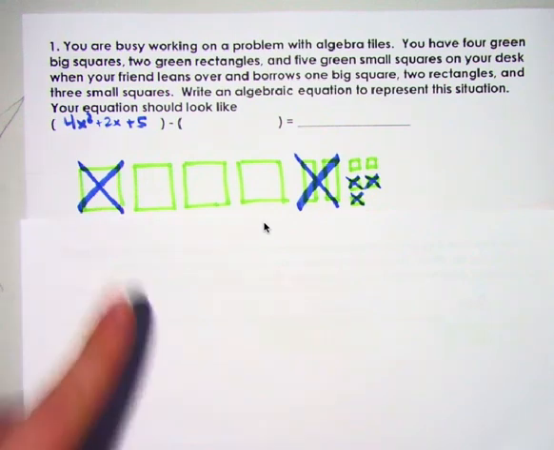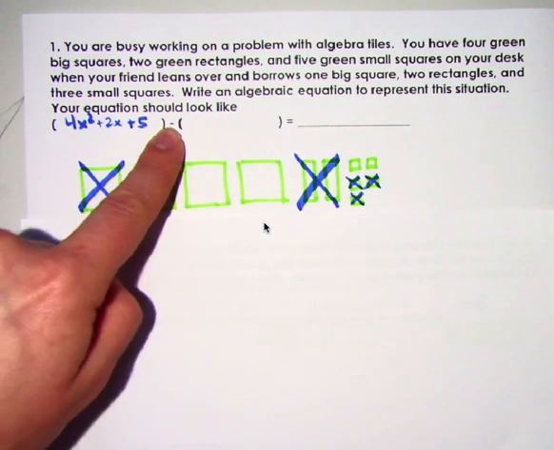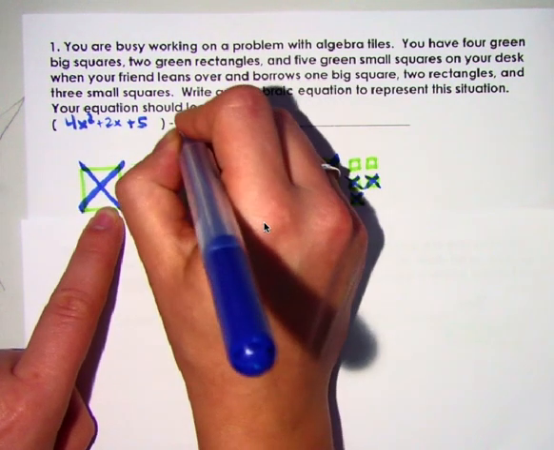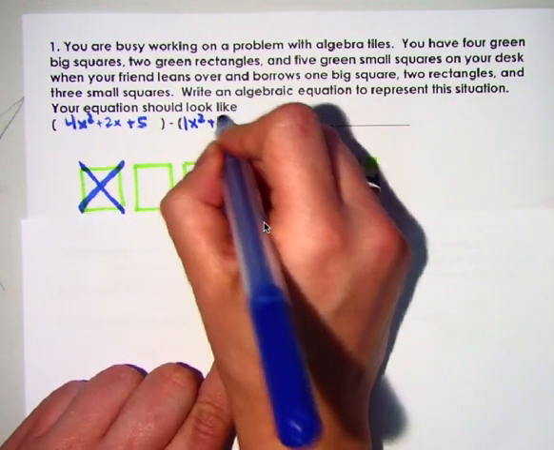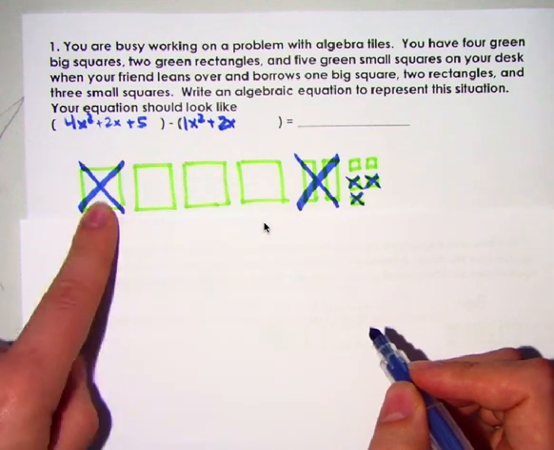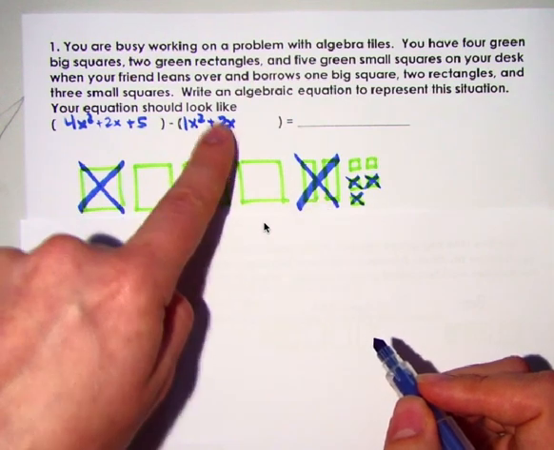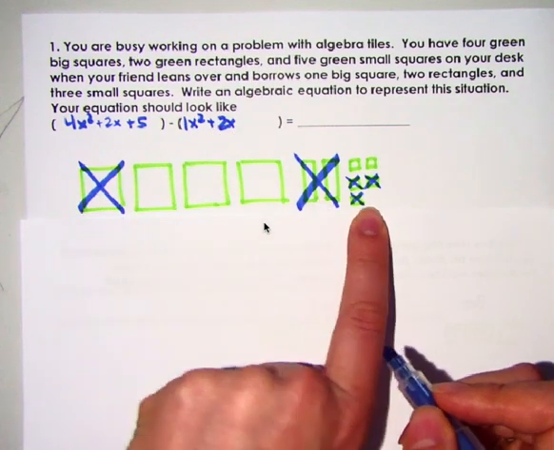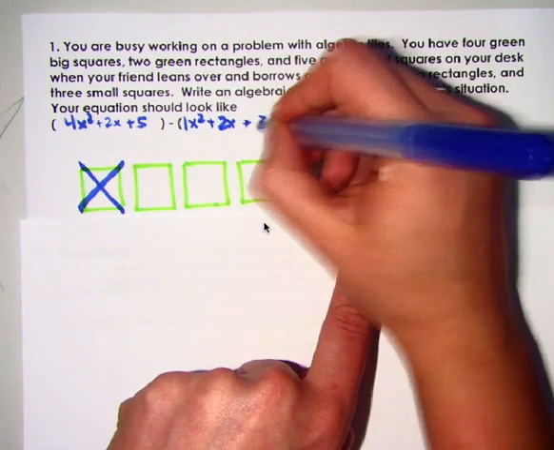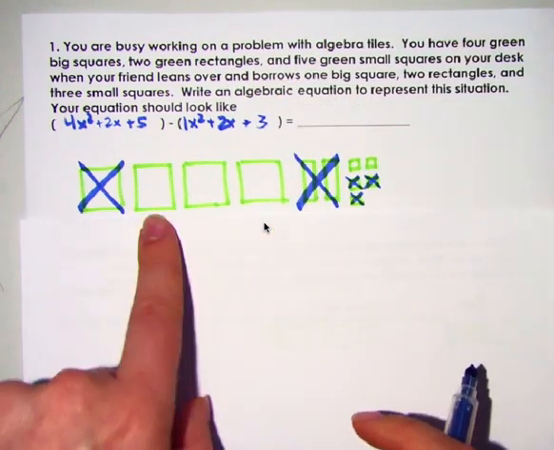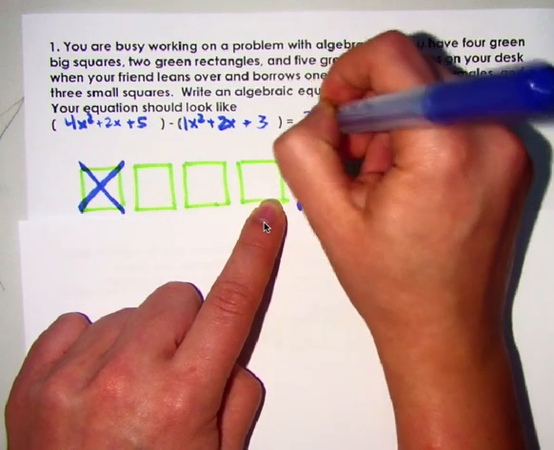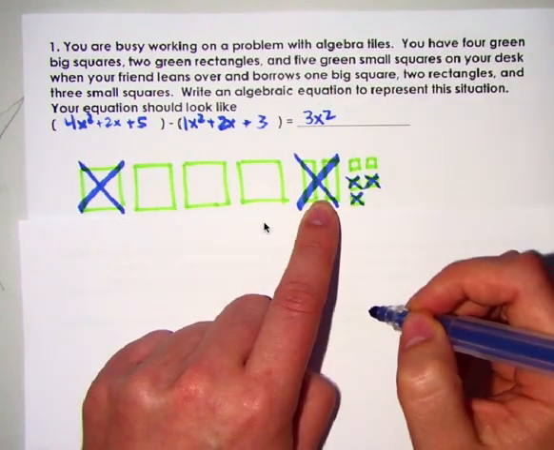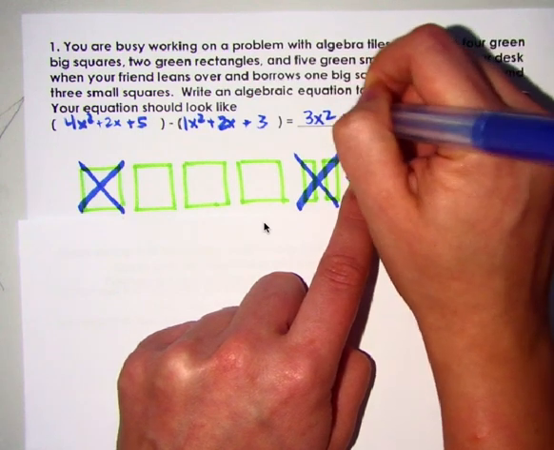But before we do that, we have to talk about what your friend actually took away. Well, he took away 1x squared, he took away 2 x's, and he is taking away the positive tiles, right? Positive 1x squared, positive 2x, and positive 3 tiles. Therefore, when you subtract these, you should have what's left over. You have 3x squares left over, you have no x's left over, and you have 2 positive 1s left over.